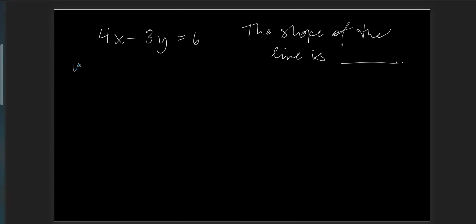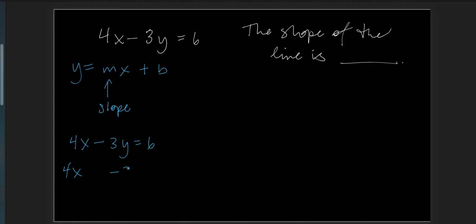So the key is to put this into y equals mx plus b form. And this is the slope value right here, m for slope. So once we rearrange this equation, we can read the coefficient right off of there. And we can tell what the slope is. So I need to take 4x minus 3y equals 6 and get y by itself. So I'm going to subtract 4x from each side. I'm going to make the 4x disappear from the left side and appear on the right side, so it goes away from y.